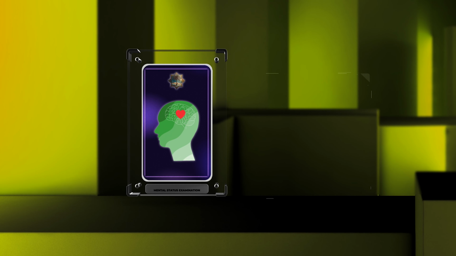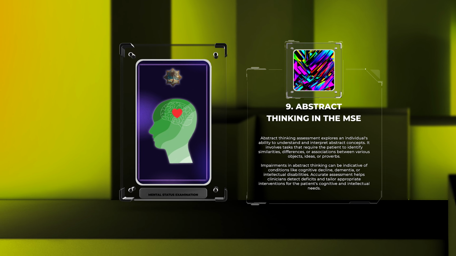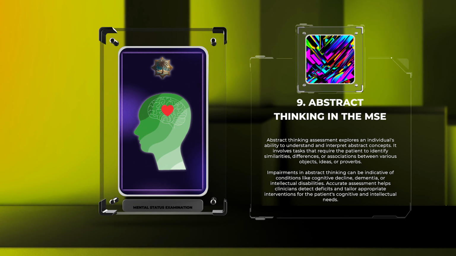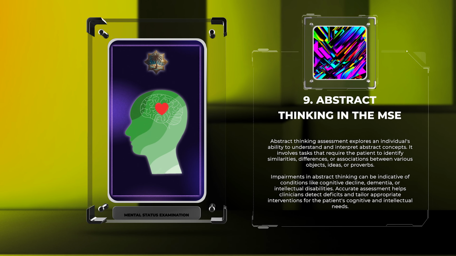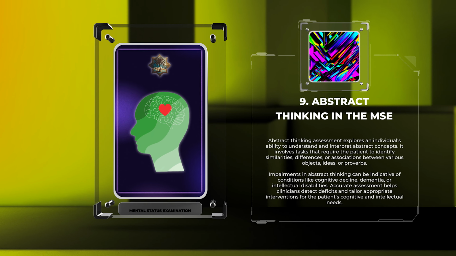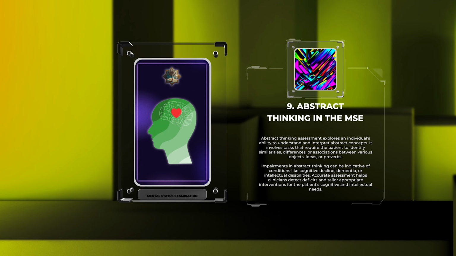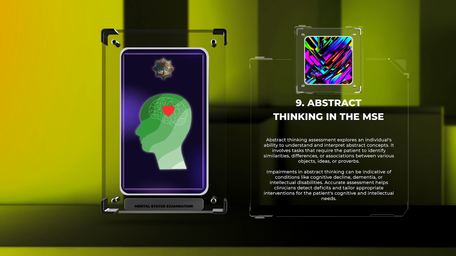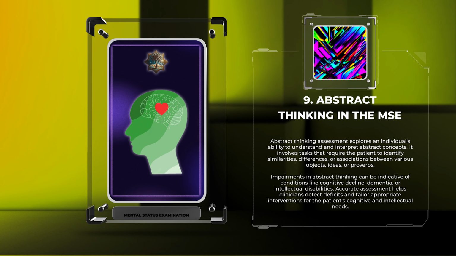Abstract thinking assessment explores an individual's ability to understand and interpret abstract concepts. It involves tasks that require the patient to identify similarities, differences, or associations between various objects, ideas, or proverbs. Impairments in abstract thinking can be indicative of conditions like cognitive decline, dementia, or intellectual disabilities. Accurate assessment helps clinicians detect deficits and tailor appropriate interventions for the patient's cognitive and intellectual needs.